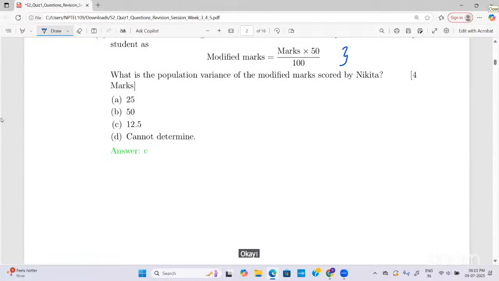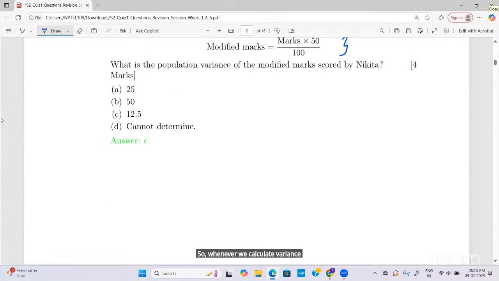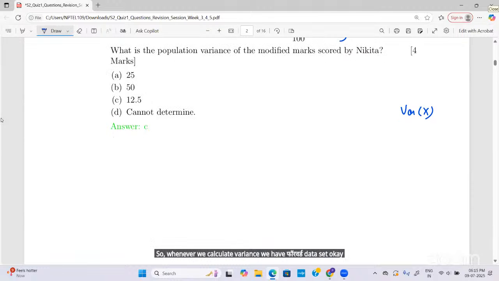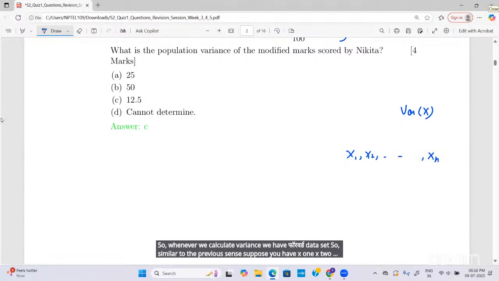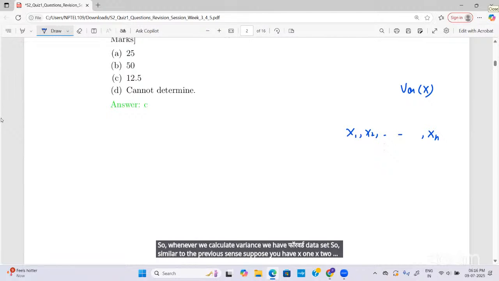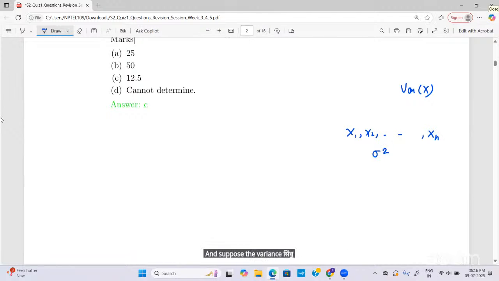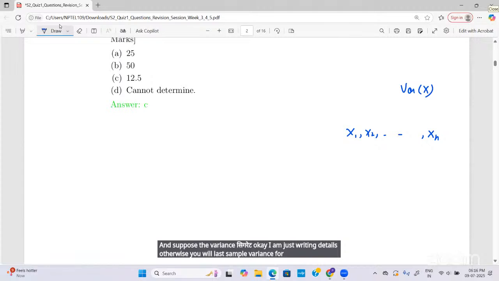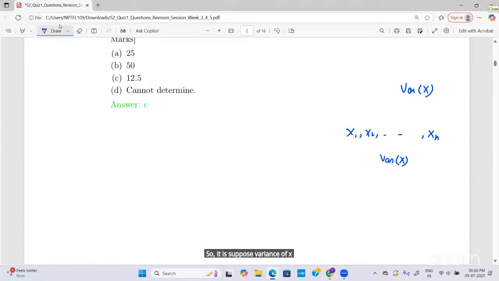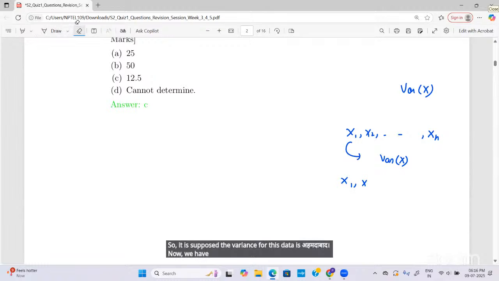Okay. So whenever we calculate variance, we have a variance for our data set. Now, if we multiply by a constant, similar to the previous one, suppose we have x1, x2 up to xn, and suppose the variance is sigma square. Or I'm just writing variance, otherwise you will ask sample variance or population. So suppose variance of x is the variance for this data set, I'm representing it with this. Now we have a data set, and what we are doing with the data set is multiplying by a constant.